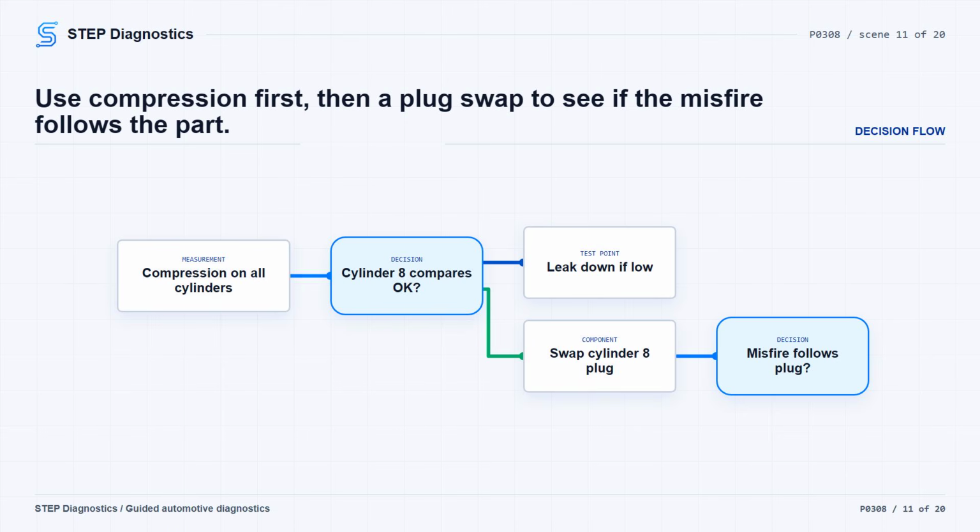Start the engine and watch the misfire monitor. If the misfire follows the plug, replace that plug. If the misfire goes away after replacement, verify the repair. If it does not move and does not go away, continue.